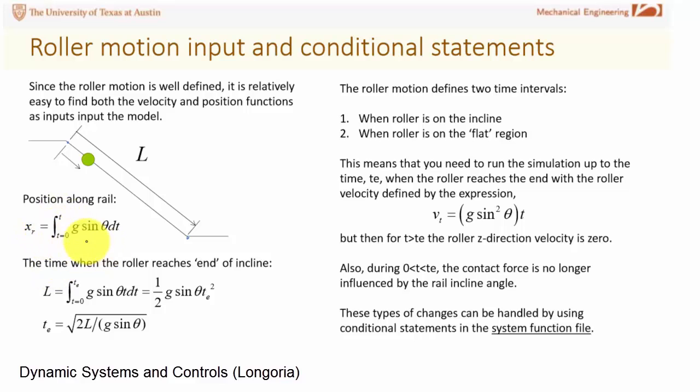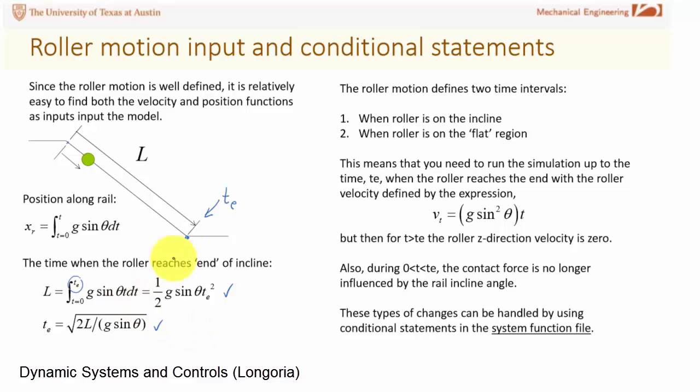So if you integrate the position along time, you know that it reaches a distance L at some time t sub e, and that occurs at one half g sine theta t squared. That means you can solve for the time, call it t sub e, when it reaches the end of the inclined rail.